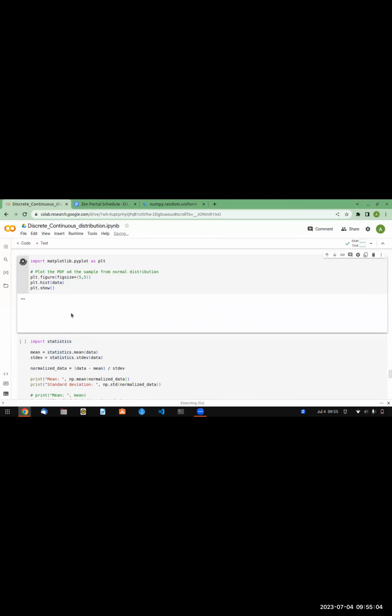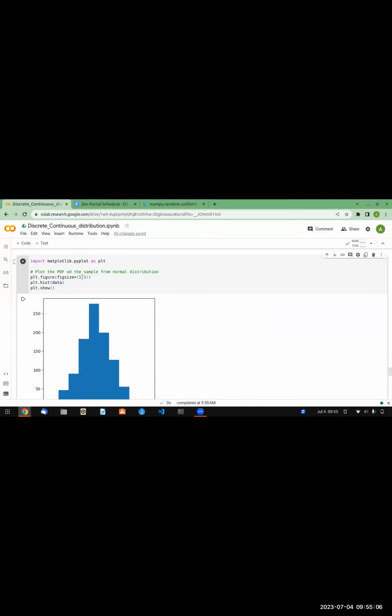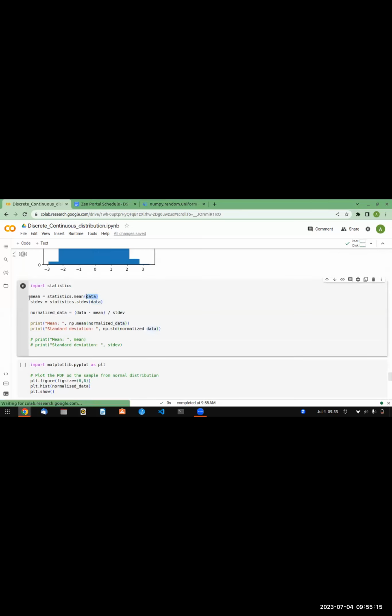So this is my data. Now this data variable is my result, which contains the uniform distribution. Now, how to verify the mean of this uniform distribution? Again, in code, you can either import statistics or import numpy. Both will work for you, and both libraries have functions called mean and standard deviation.